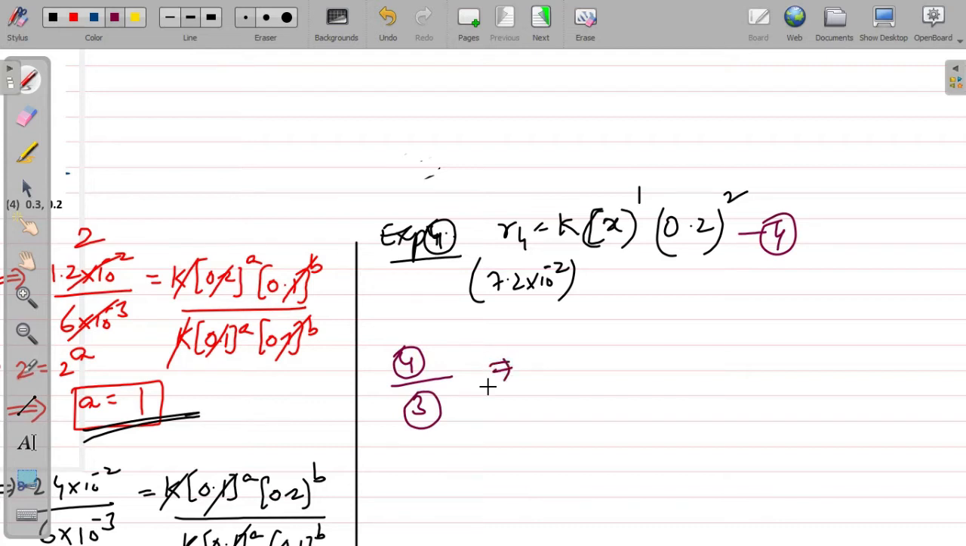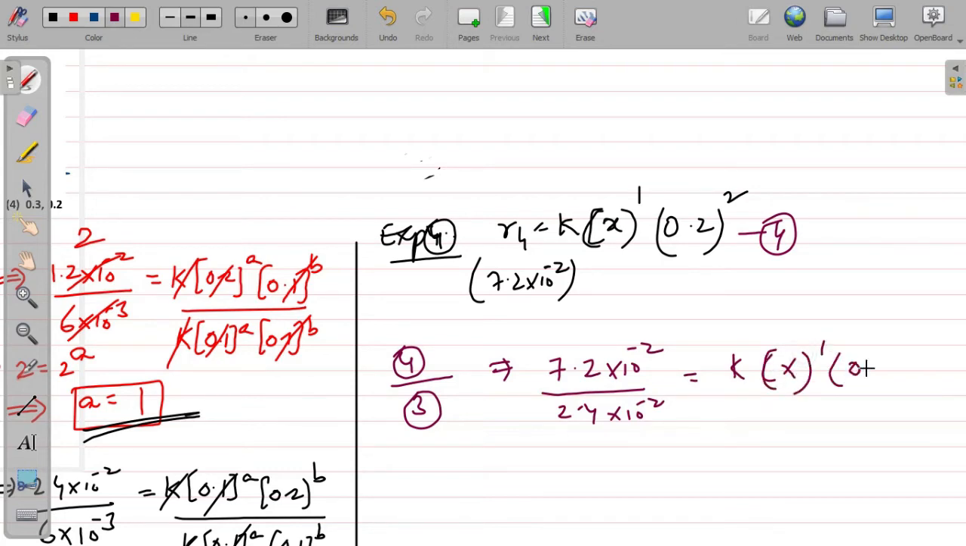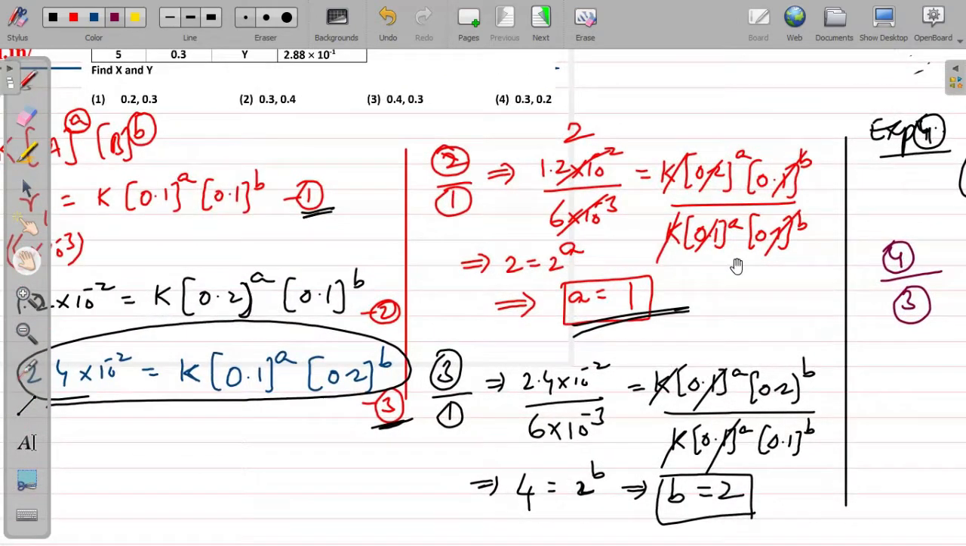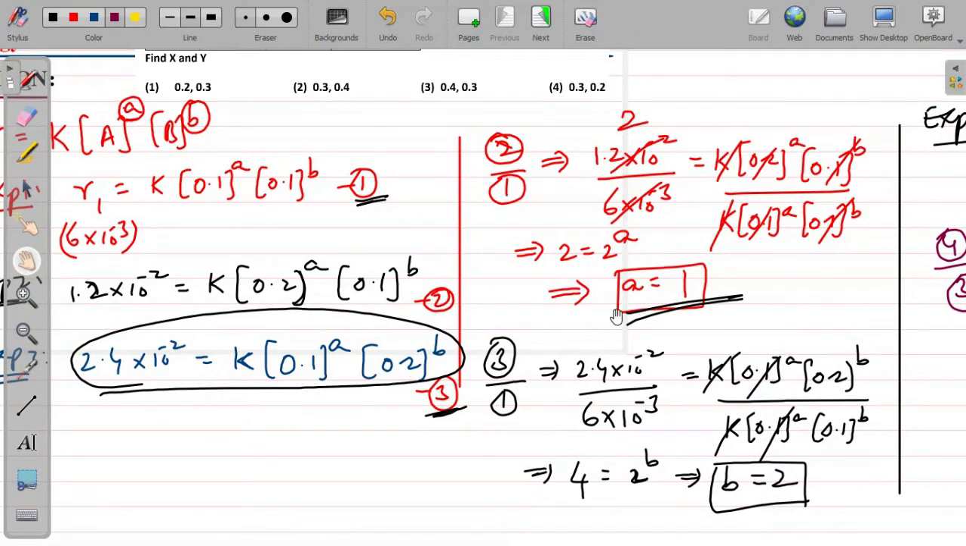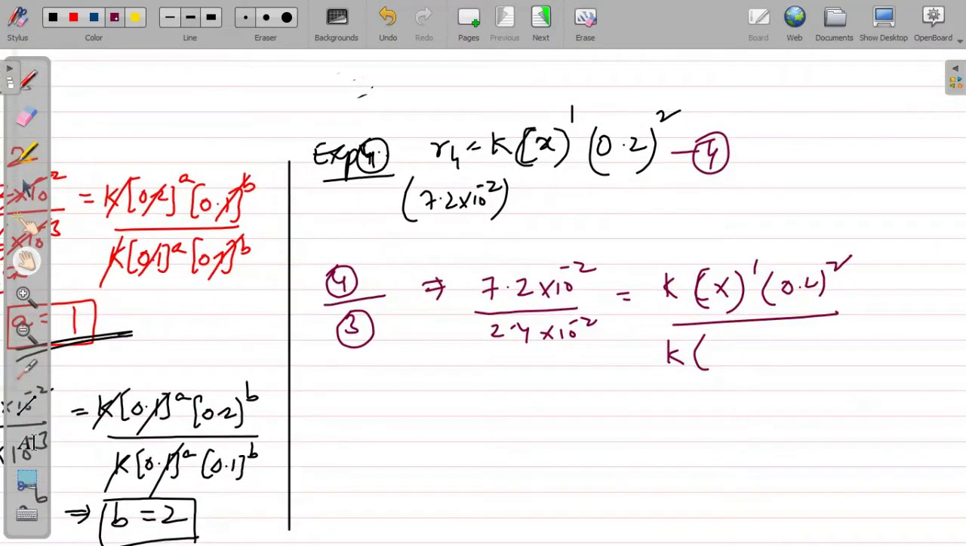So if you take that, then what you will get: 7.2 into 10 power minus 2, and for the third equation, 2.4 into 10 power minus 2 given, is equal to k into x power 1 into 0.2 square, divided by k into, for equation 3, if you see what is the equation 3, 0.1 power a, 0.2 power b. So let's substitute that, 0.1 power a means 1, and 0.2 power b means here 2.